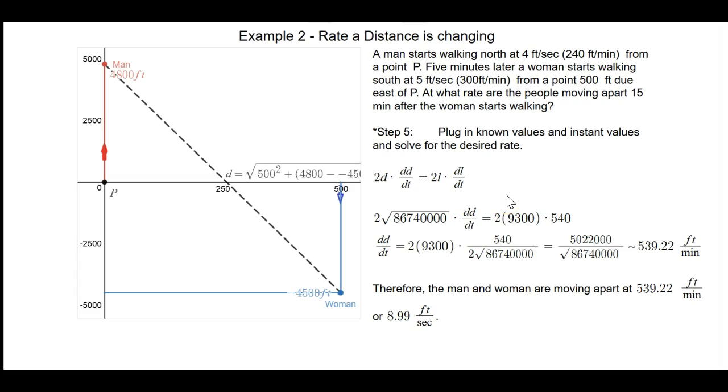So then the last thing is to plug in the known values and the instant values. So plugging in my values of d and dL/dt as well as L, I arrive at 539.22 feet per minute. And that is 8.99 feet per second. So that's the rate at which this point and this point are moving apart after 15 minutes.